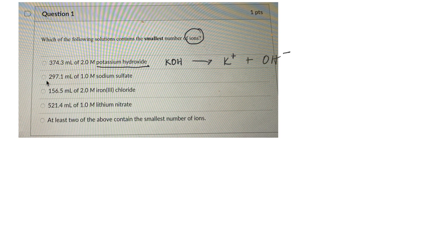Now, if I look at this, I have a volume and a concentration, so I can find how many moles there are for that one. So for KOH, it dissociates to potassium ions and hydroxide ions, with our aqueous in there. To figure out moles, it's C times V.